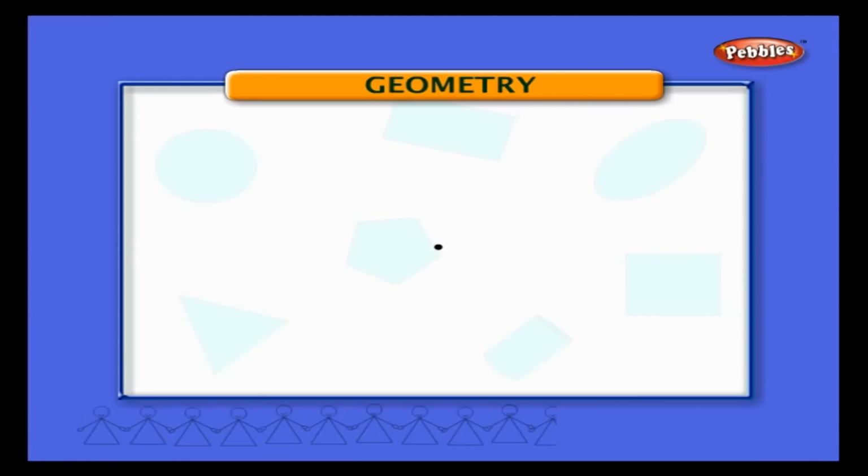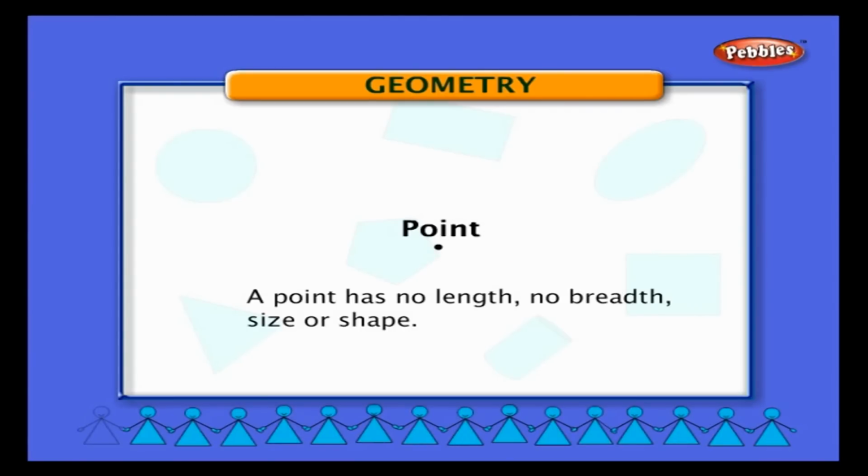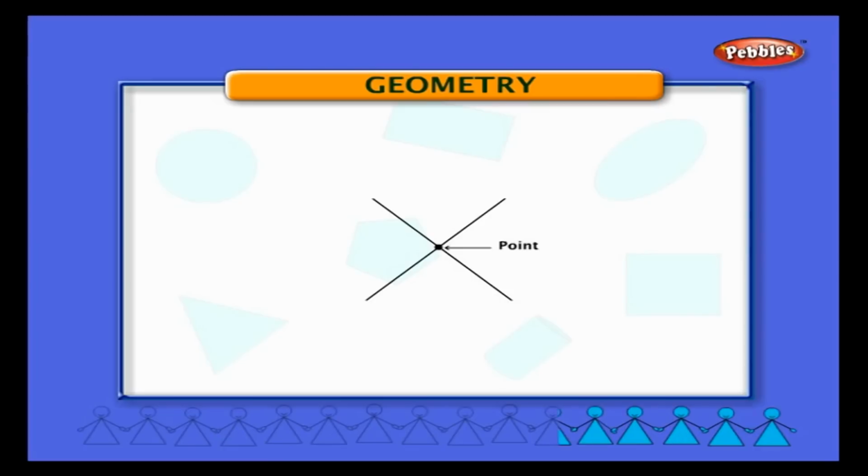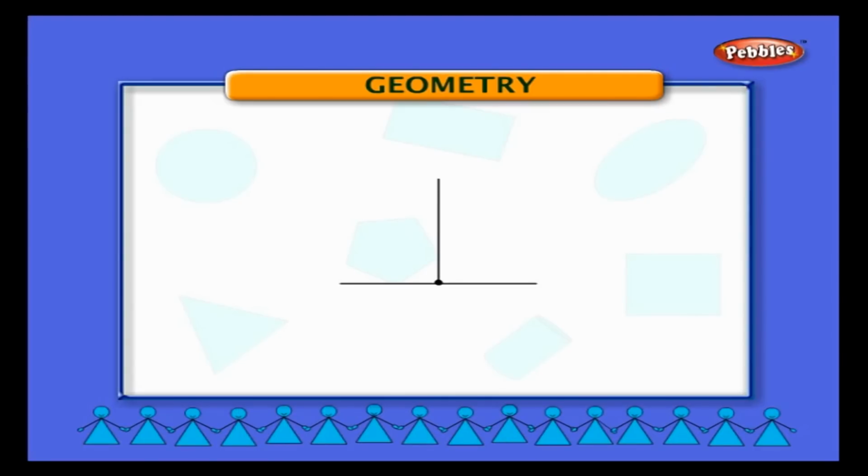Geometry. Point. A dot seen on the screen is called a point. A point has no length, no breadth, size or shape. When two straight lines meet, the meeting point is called a point. It is generally denoted by a capital letter like P or Q.